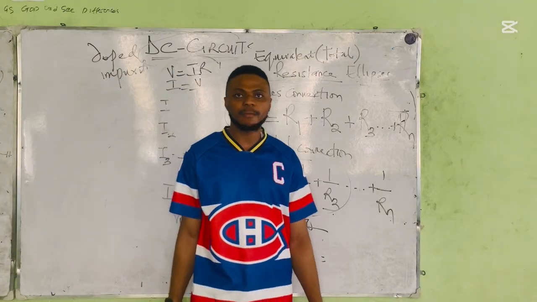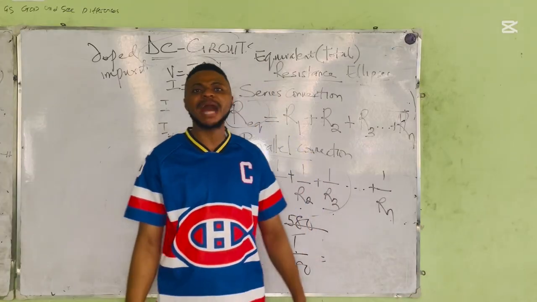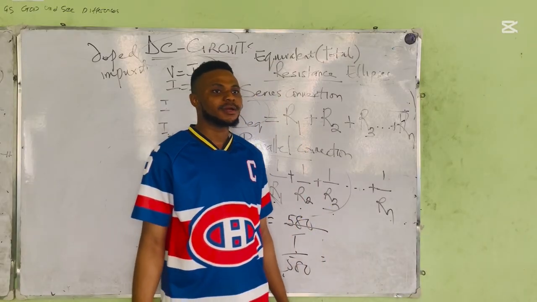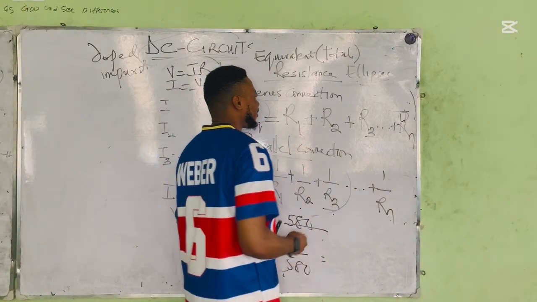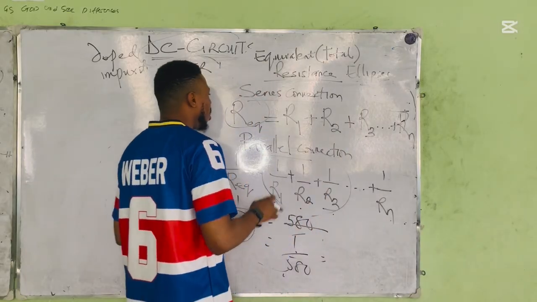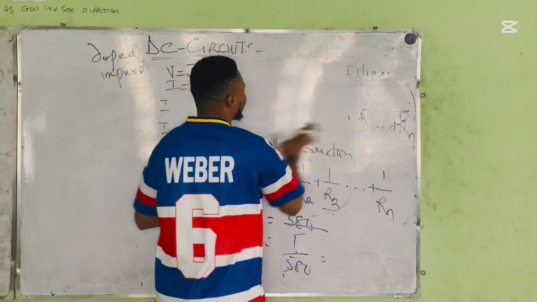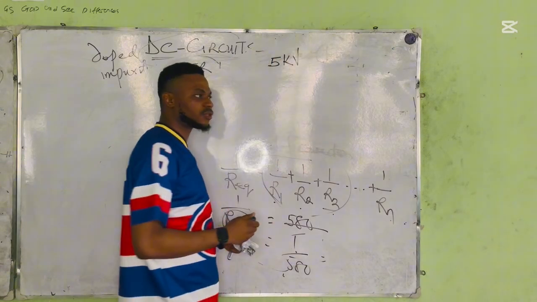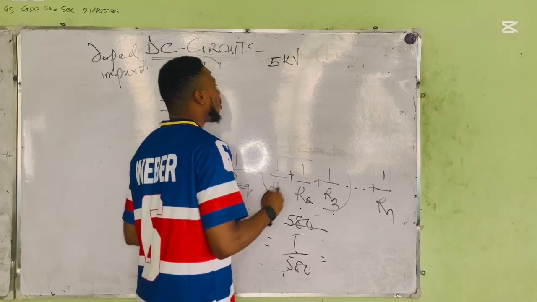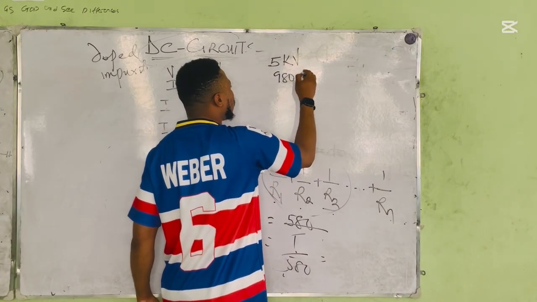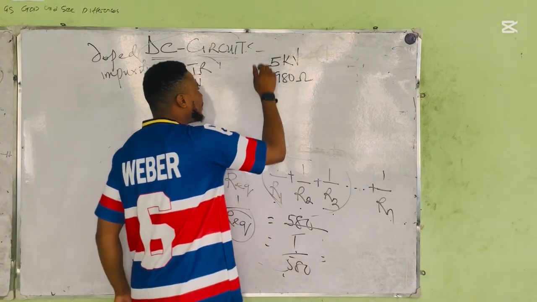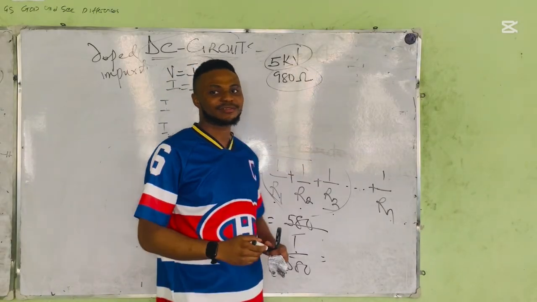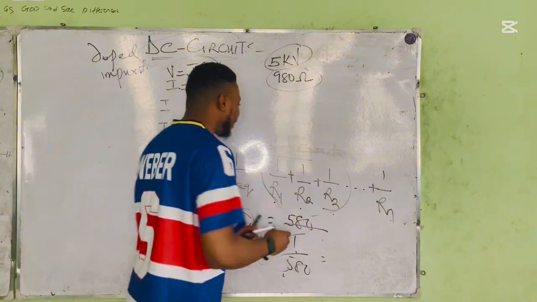Take down. Number 1. Determine the amount of current flowing through a circuit with a potential difference of 5 kilovolts and a resistance of 980 ohms. Okay, so this is of course a very simple exercise.